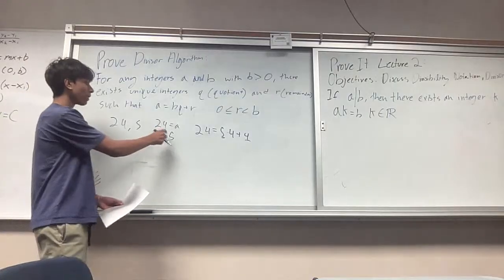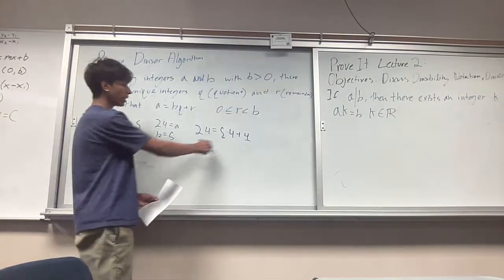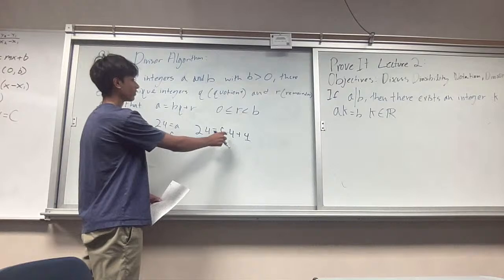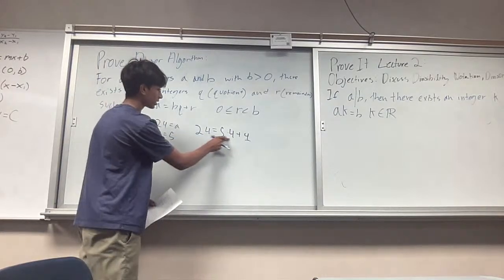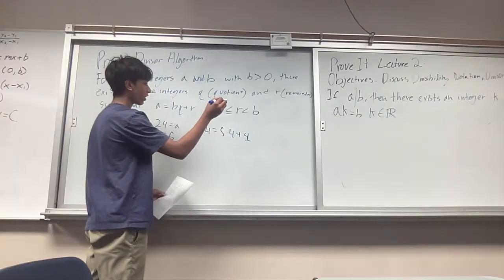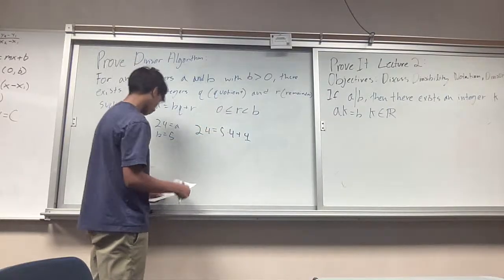When you divide 24 by 5, you can go in 4 times, and then the remainder is 4, okay?